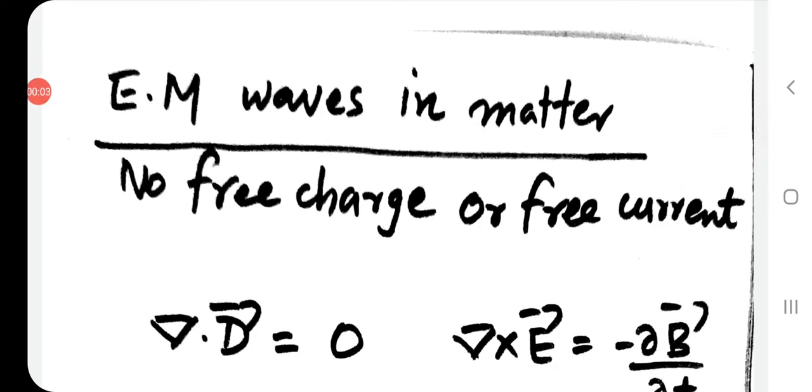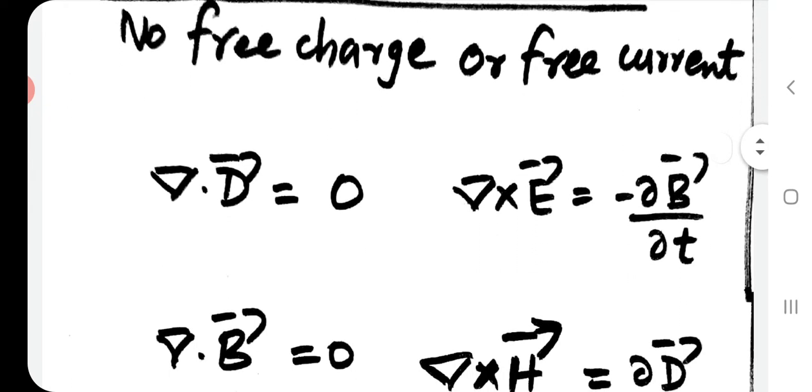So far, we were discussing electromagnetic waves in vacuum or in free space, and we were deriving equations for the wave, energy density, momentum density, Poynting vector, etc. Now we are considering electromagnetic waves traveling in matter or in some medium where there are no free charge or free current. So that means our rho, the density of charge, and J, the current density, both are 0.